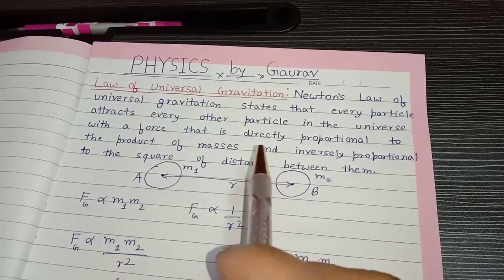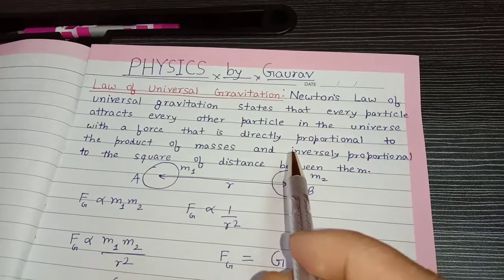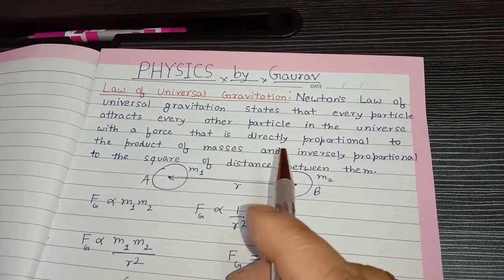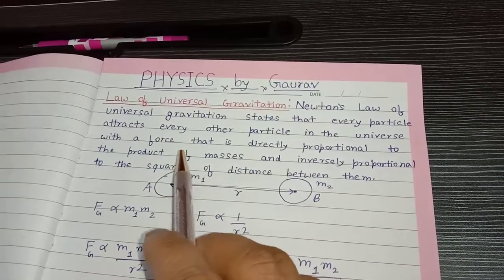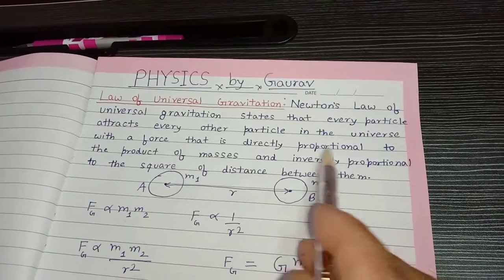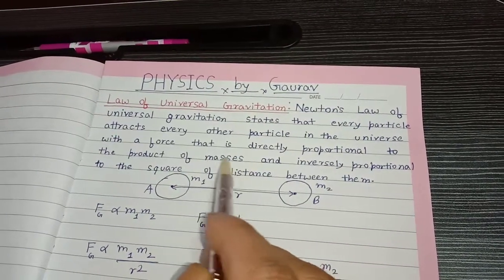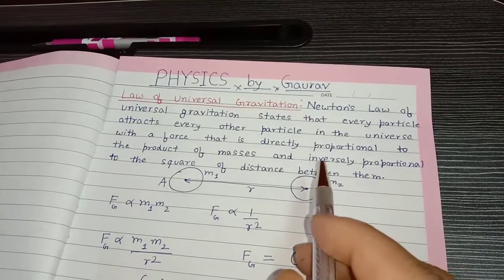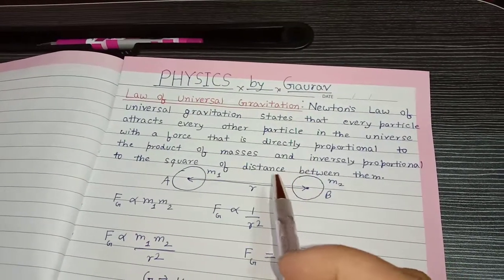Now according to the law of universal gravitation, any two bodies in the universe attract each other. They attract each other with a force. That force is directly proportional to the product of their masses and inversely proportional to the square of the distance between them. Now let us understand it through a diagram.